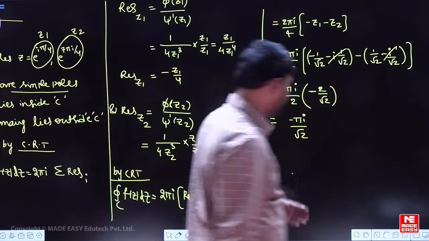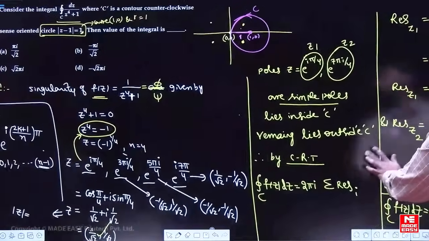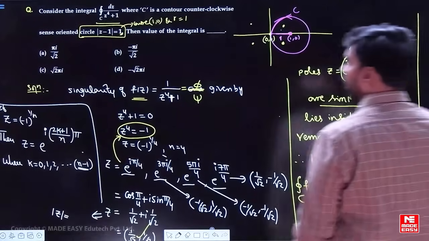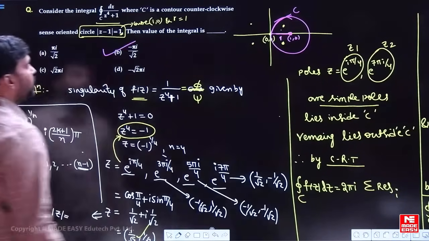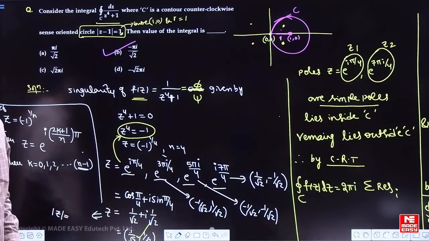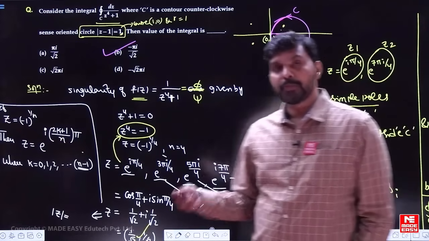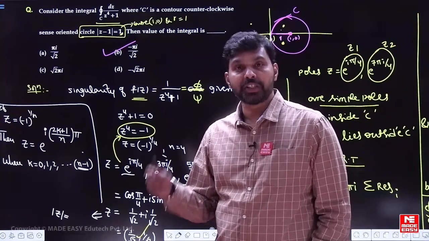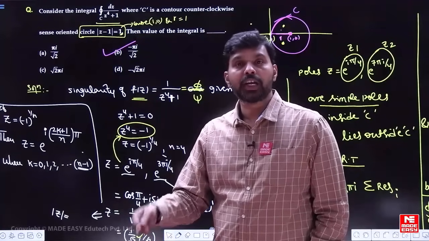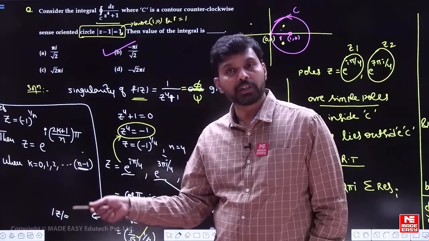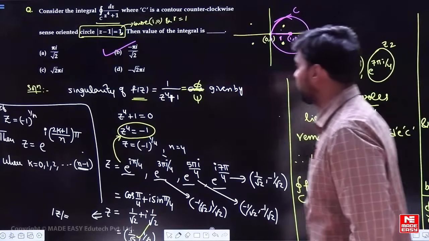So this is the integral value of this function: minus πi by root 2. That is the answer. I hope everyone understood this. The most important thing is how to find the singularities of a given function. Then you have to see which poles lie inside and which lie outside, and the rest is just the residue formula and CRT. Then you will get the answer for this question.